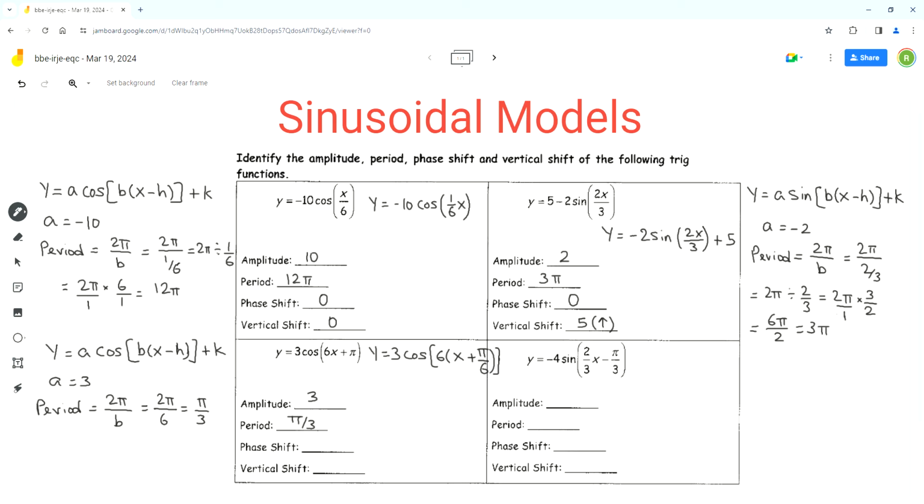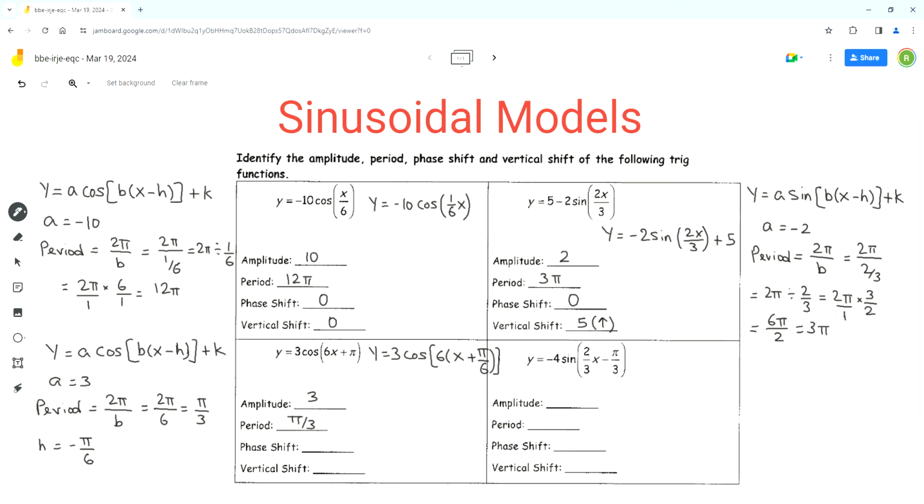Now we can find the phase shift. Phase shift is represented by the h value. Now in the general equation we have x minus h, but in this equation we have x plus pi over 6. That means h is equal to negative pi over 6.